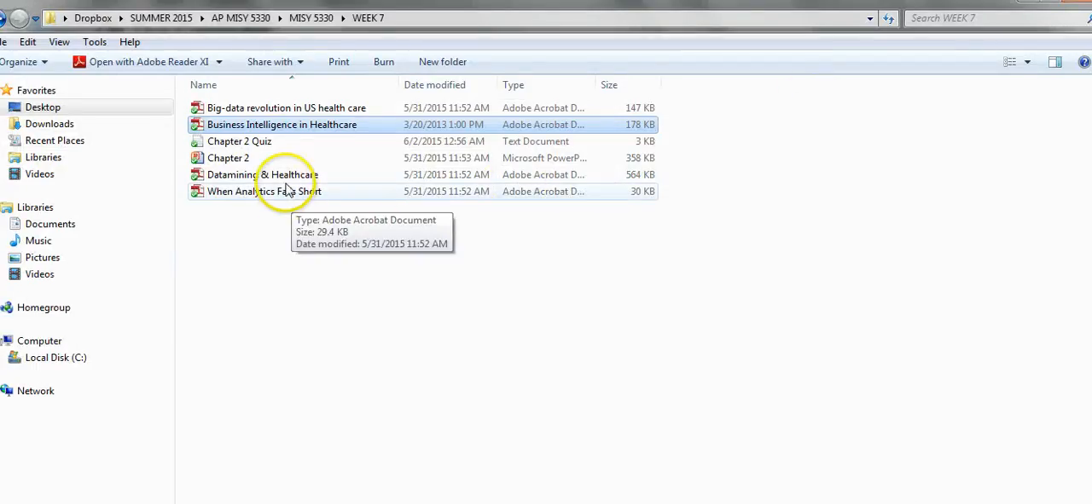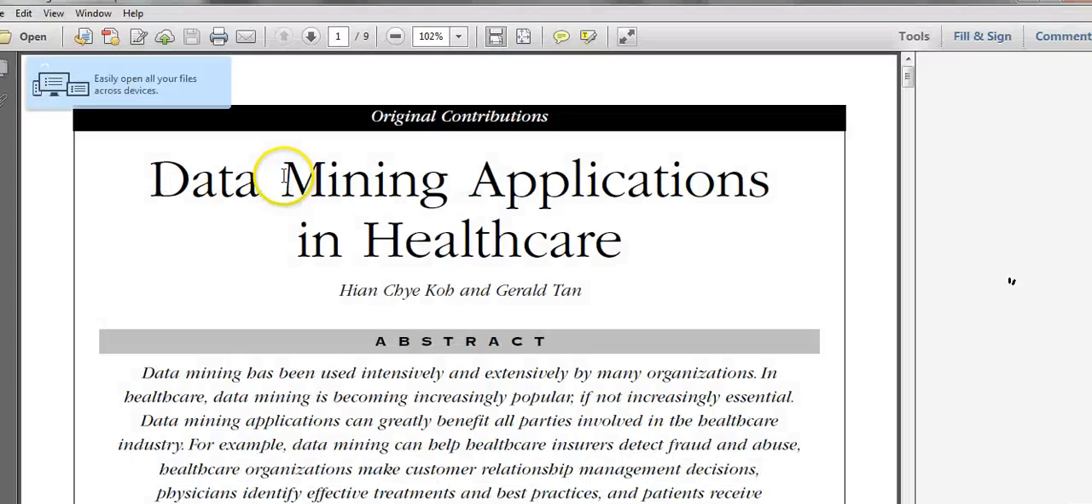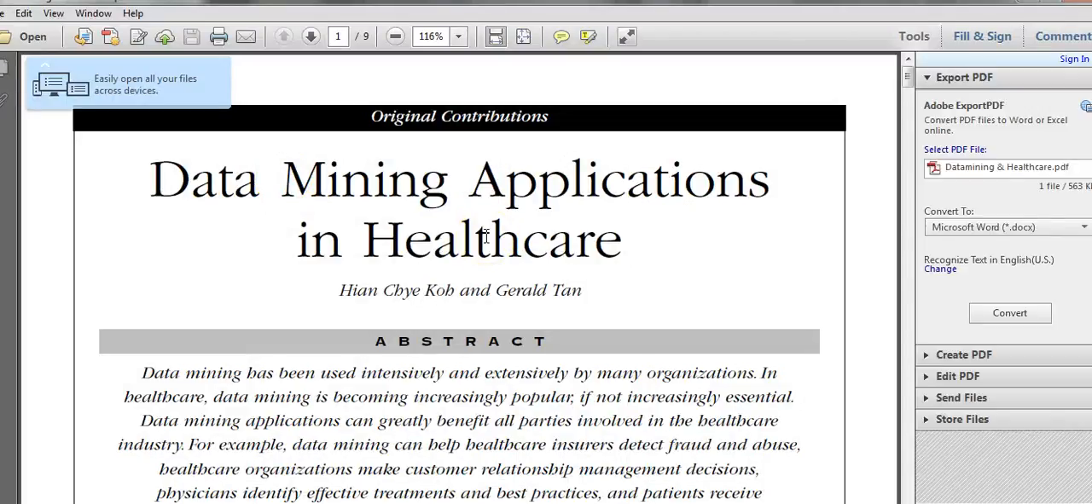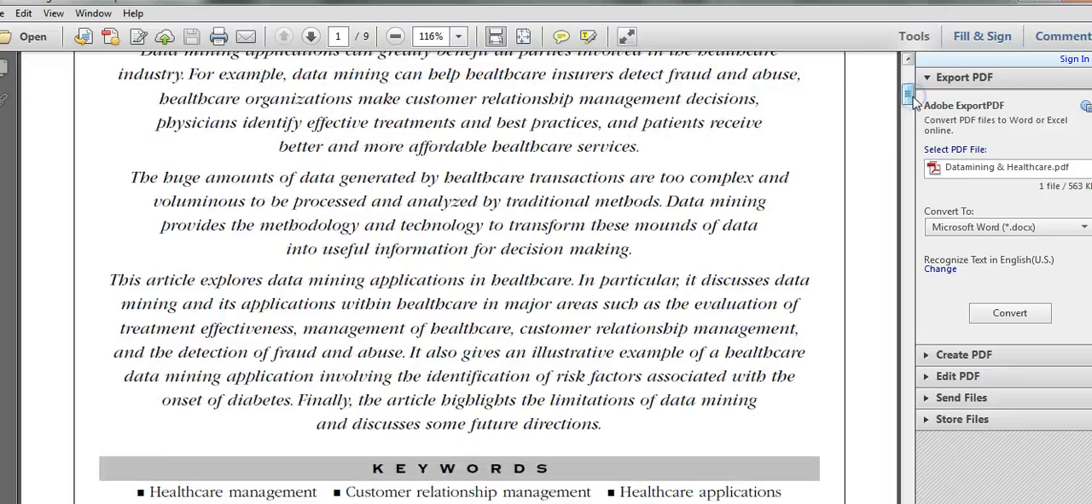And then the third article is data mining and healthcare. Data mining is basically mining information, similar to what we talked about: you look at the data and mine for useful information that will be useful to improve patient outcomes and quality of care.